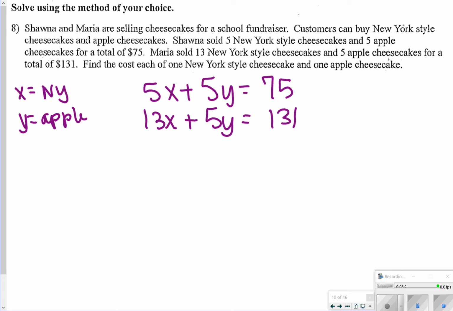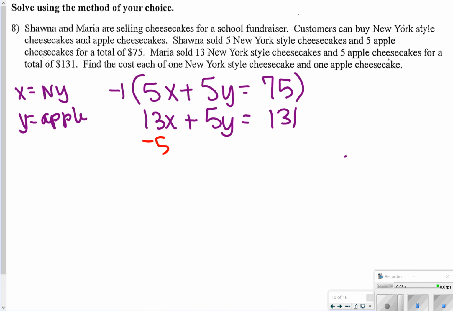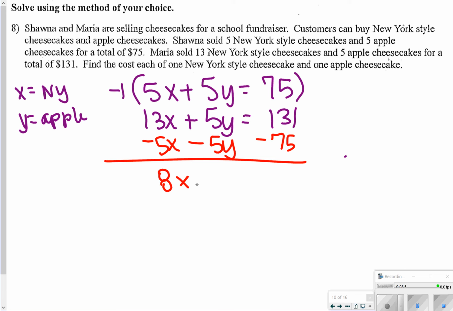So what I'm going to basically do here is process of elimination. This first one, I'm just going to multiply by negative 1. So that would change it to negative 5x. I can rewrite it down here in a new color: negative 5x, negative 5y, and negative 75. Okay, so these y's can cancel out, so I get 8x is equal to that 131 minus 75. That is going to give me 56. So x will be equal to 7.